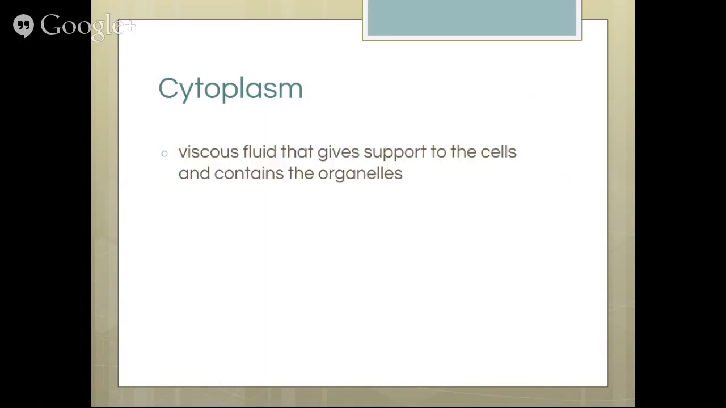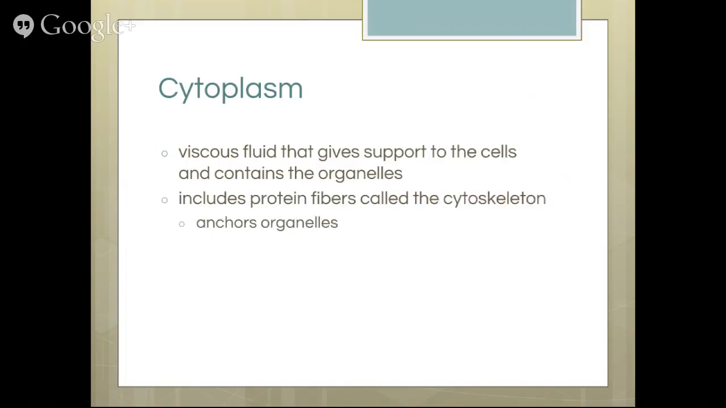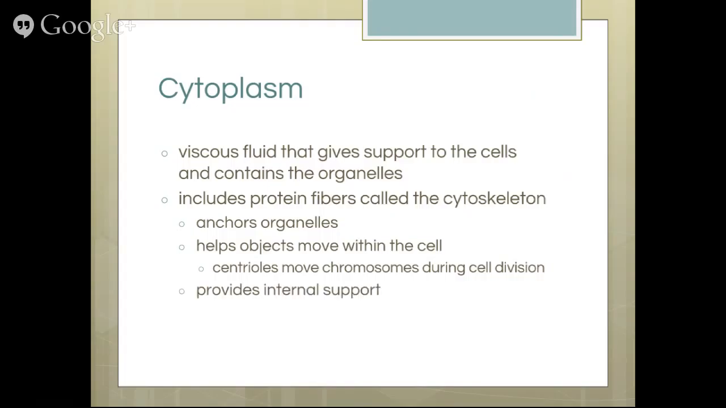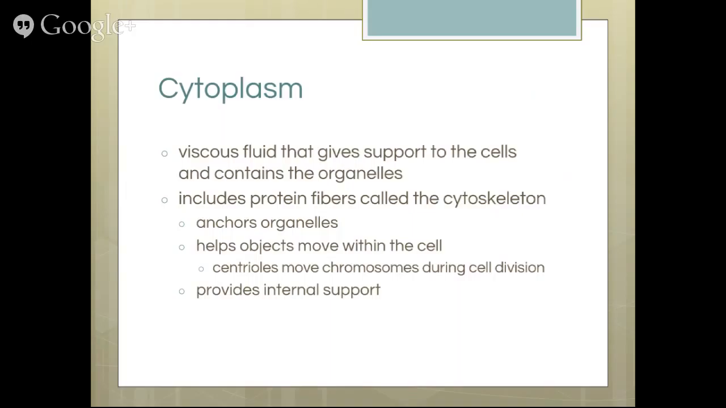This is what gives it shape and holds all of the other organelles that are found. It's about the consistency of jello, so it's going to give some support to the cell as well as hold those organelles. Within that, you'll also see some protein fibers called the cytoskeleton. This gives it a little bit more support and also holds the organelles in place, keeps them where they need to be, or helps them move from place to place if they need to do so in order to facilitate the functioning of the cell.